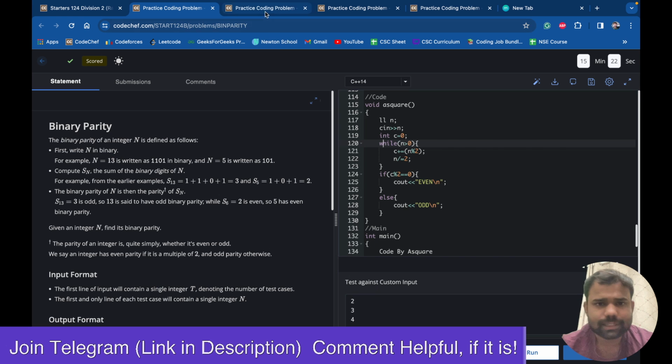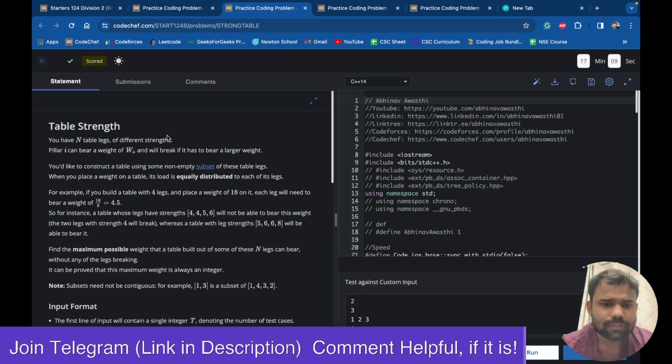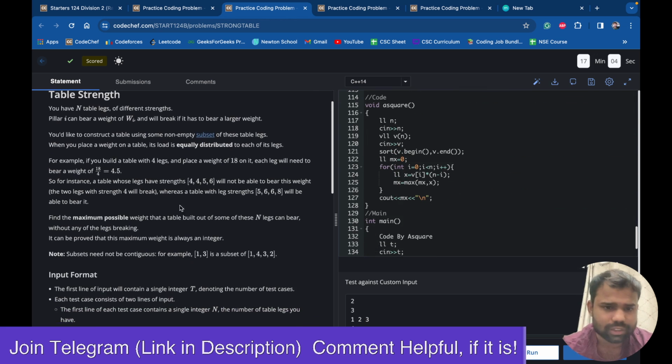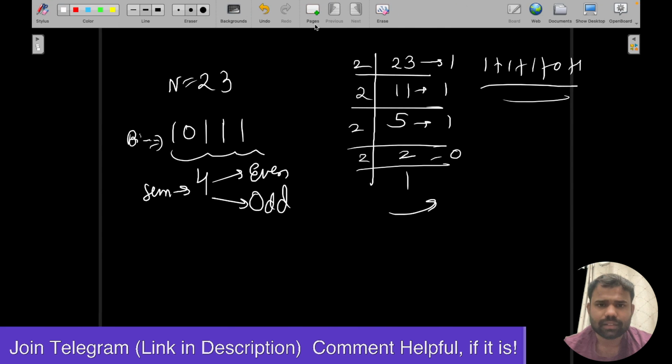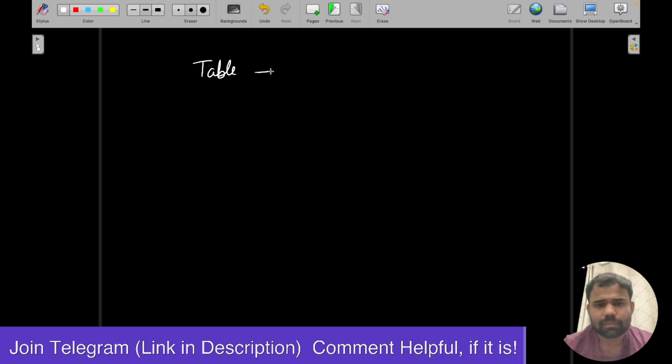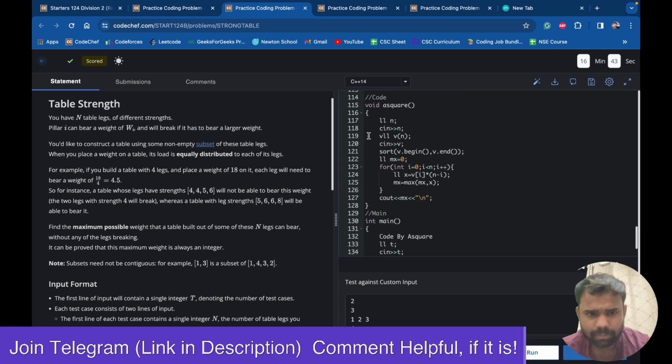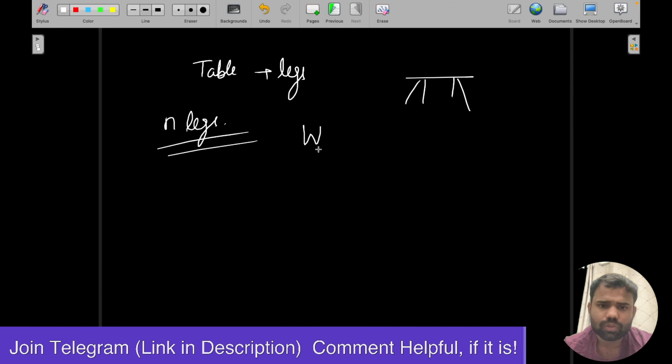Now let's discuss the next problem, which is Table Strength. This was again an easy problem. In this problem, they were saying that there is a table, and the table has some legs. Mostly we can say that a table has 4 legs. For example, this is a table. It mostly has 4 legs, right? I have a very good drawing, but they are saying that there are n legs in the table, and there is some weight w that is placed on the table, right?